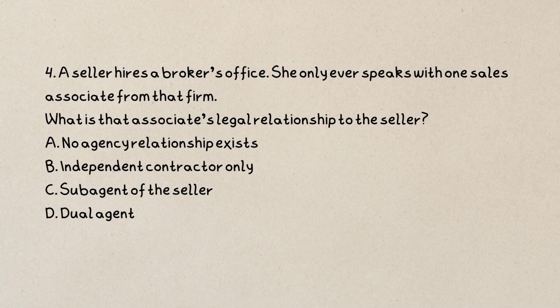4. A seller hires a broker's office. She only ever speaks with one sales associate from that firm. What is that associate's legal relationship to the seller? A. No agency relationship exists. B. Independent contractor only. C. Subagent of the seller. D. Dual agent. The correct answer is C. Subagent of the seller. All sponsored salespersons of the broker are subagents of the broker's principals.